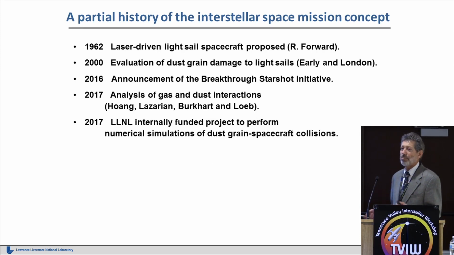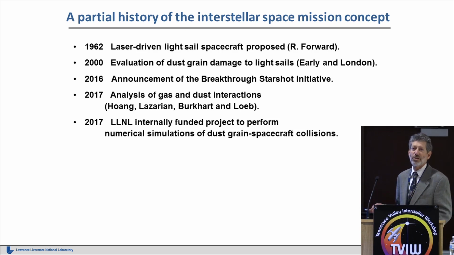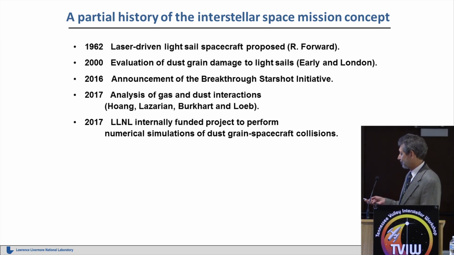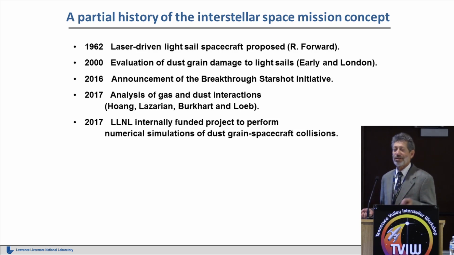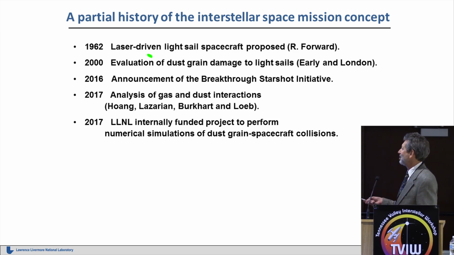So this is a partial, very personal history of my involvement in the interstellar space mission concept. Shortly after the invention of the laser, Robert Forward proposed using laser-driven light sails. Jim Early came into my office around 2000 and asked me if I might help him calculate the effect of interstellar dust grains on laser sails. And I thought this was a pretty outrageous idea, science fiction, very far out. But I worked with him. It was a very interesting physics problem.